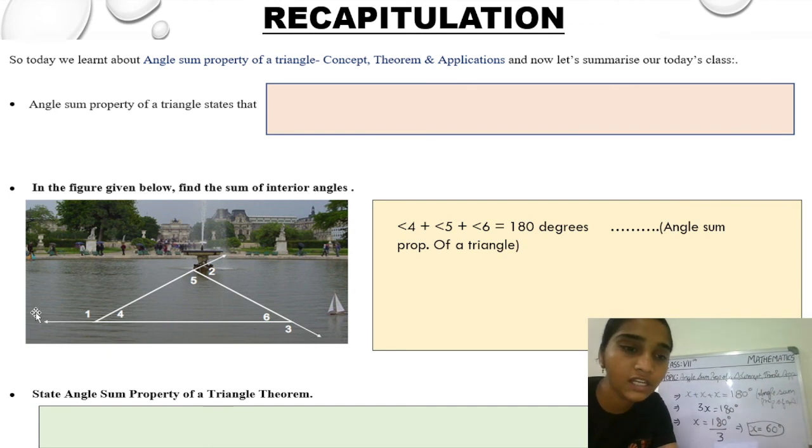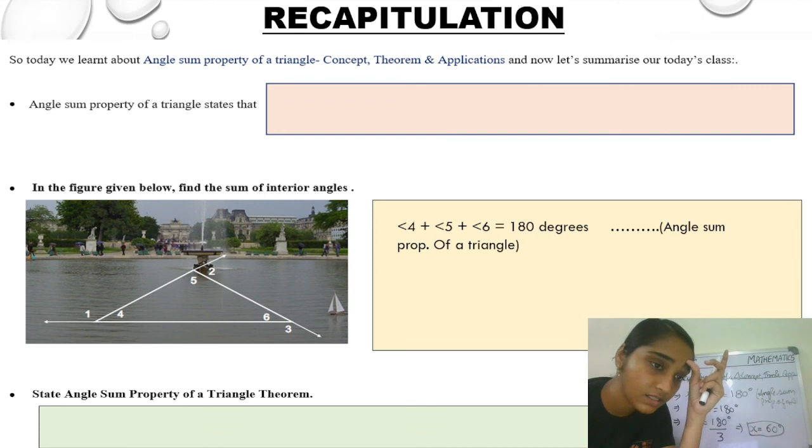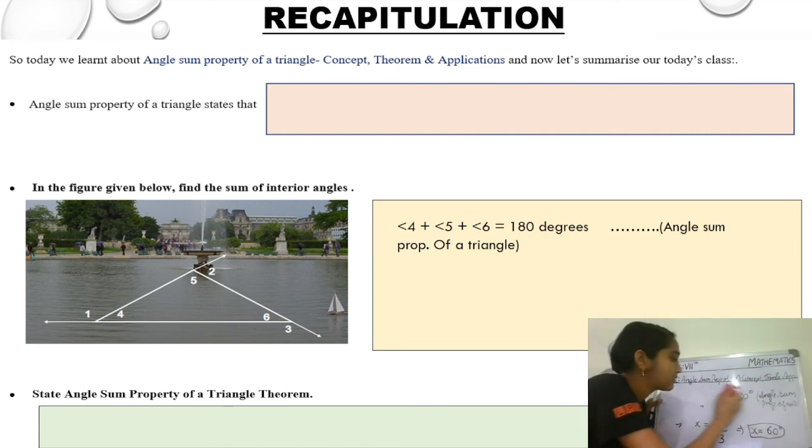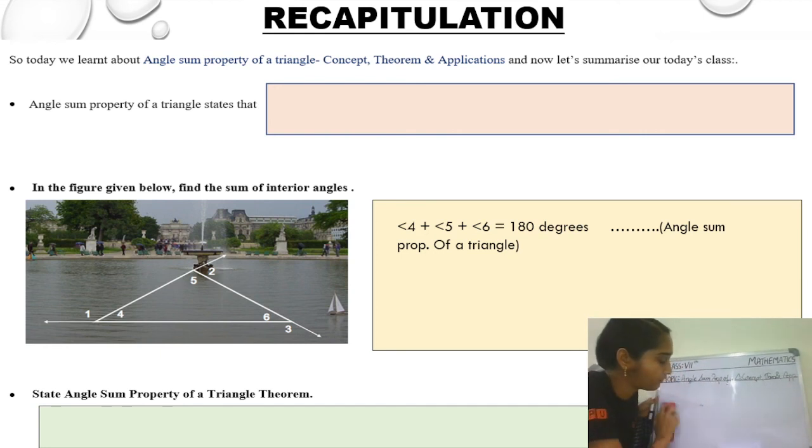Now we have to state the angle sum property of a triangle theorem, students. What does that theorem say? Yes, it says that the total measure of all the angles of a triangle is 180 degrees.